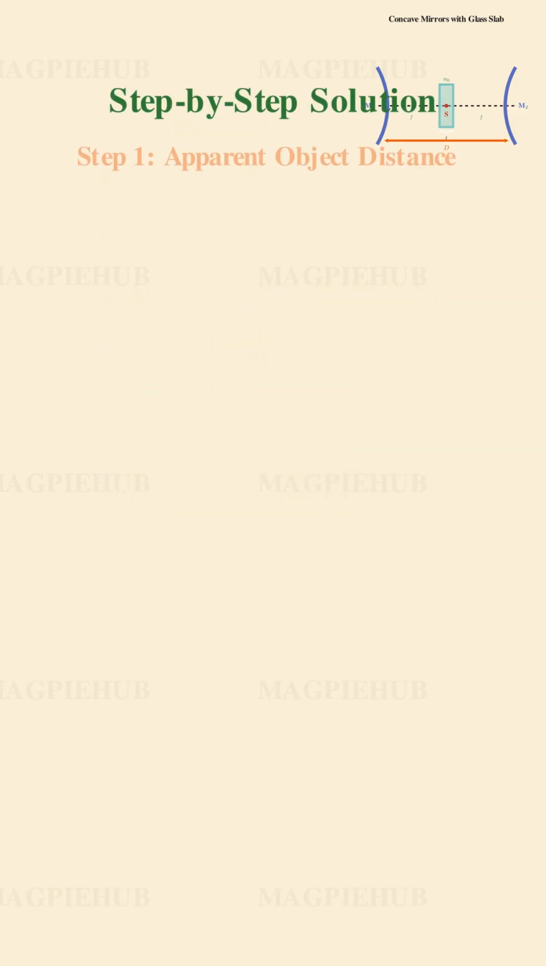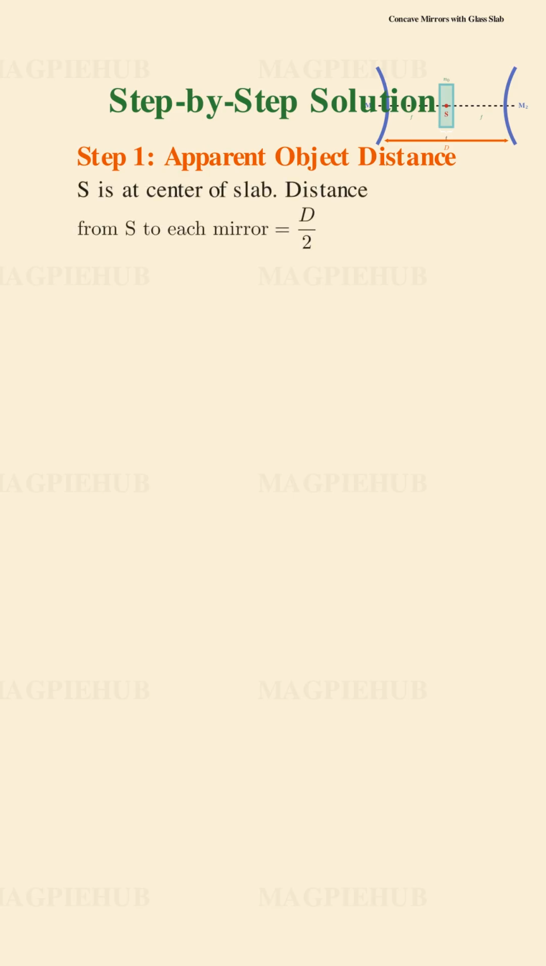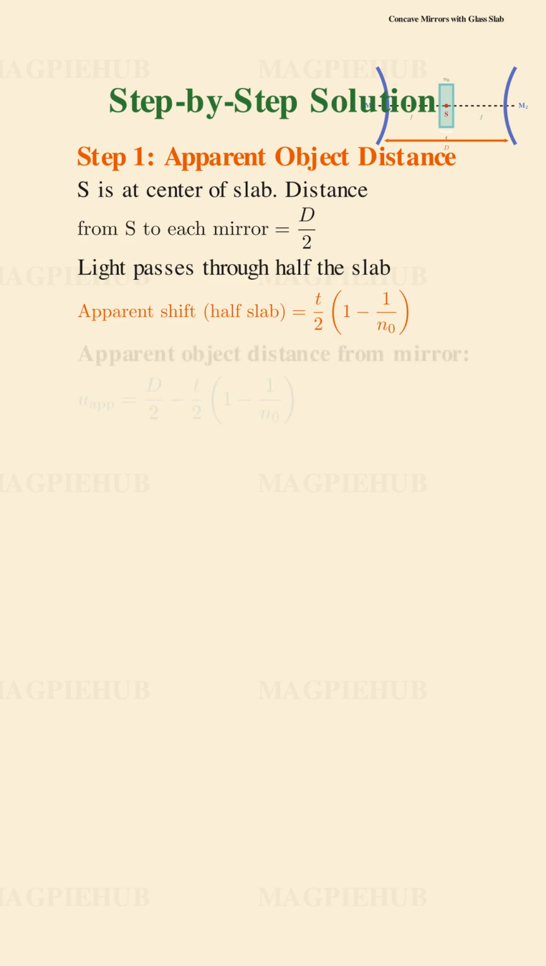Step 1. The source S is at the center of the slab, so the actual distance from S to each mirror is d over 2. Light from S must pass through half the slab, that is thickness t over 2, before reaching the mirror. The apparent shift due to this half slab is t over 2 times the quantity 1 minus 1 over n0. So the apparent object distance from each mirror is d over 2 minus t over 2 times 1 minus 1 over n0.